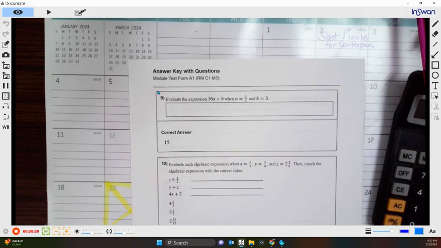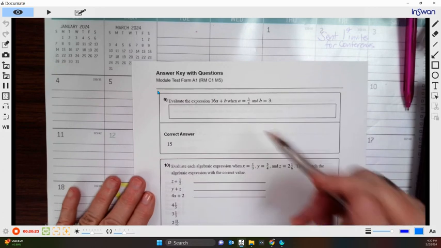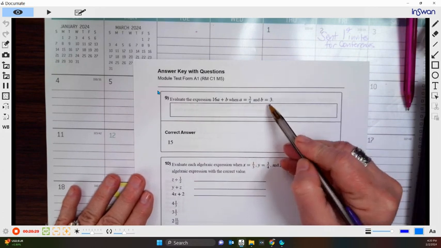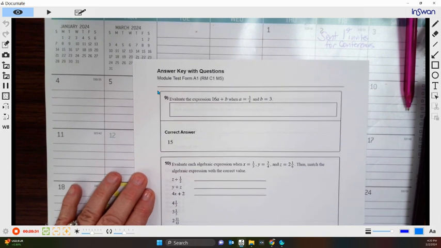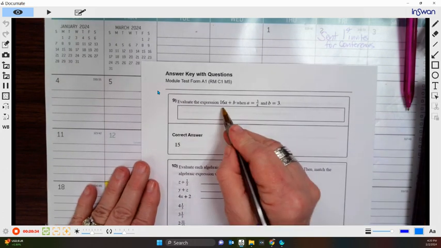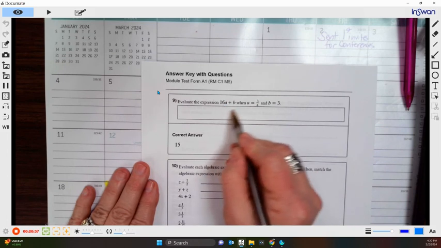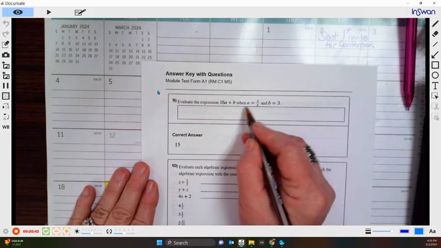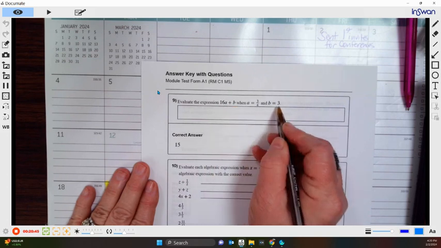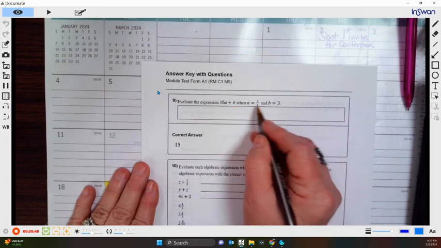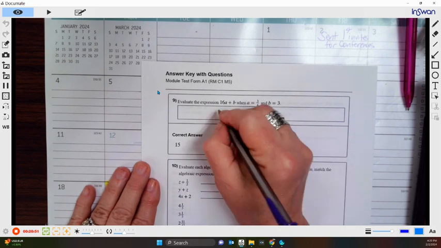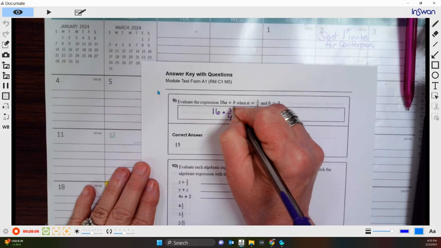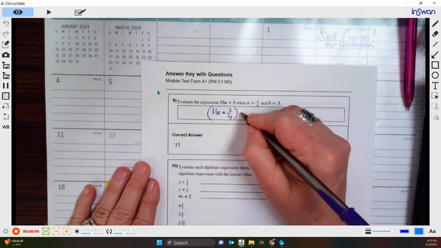All right, let's look at number 9. It says evaluate the expression 16a plus b when a equals 3/4 and b equals 3. Now on this one, if you recall, I said you have to write these down and plug in the values, because if you try to do this in your head, you're going to either skip a step or leave something out. So we want to make sure that we replace all of these variables with the values that are listed for those terms. So if a is 3/4, that's going to be 16 times 3 over 4, multiplied, plus b.